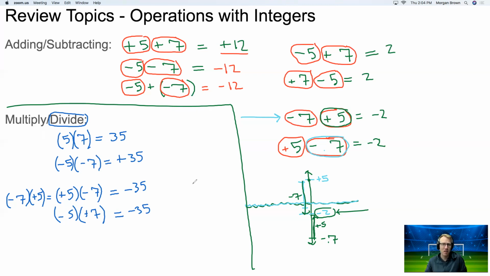So this is hopefully a quick review and reminder of operations with integers. It can seem easy, but especially when you're getting bogged down with new material in Algebra 1, this is where we sometimes make simple mistakes along the way. So it's good to refresh ourselves.